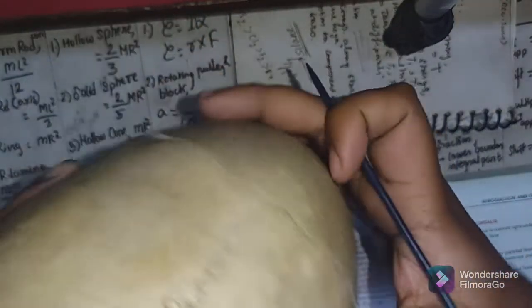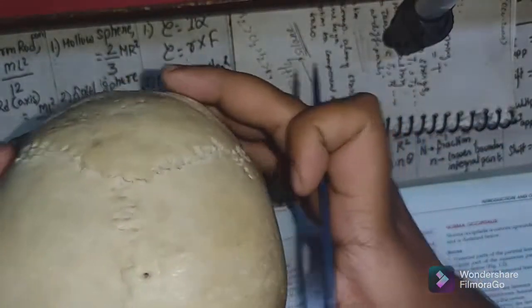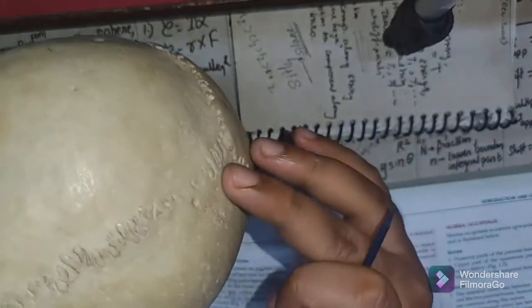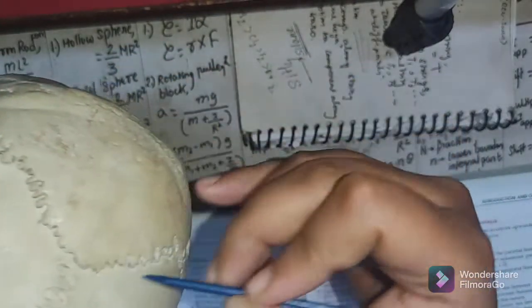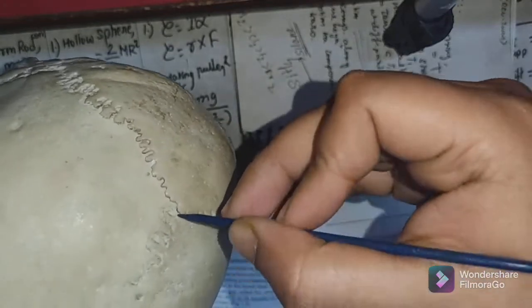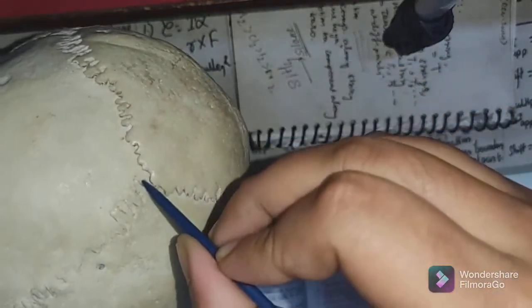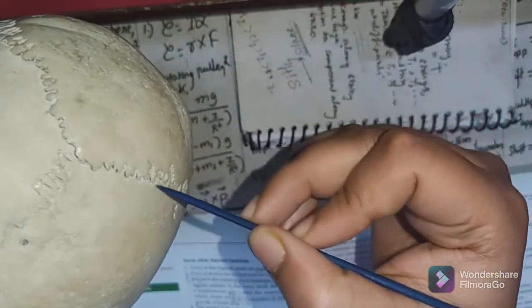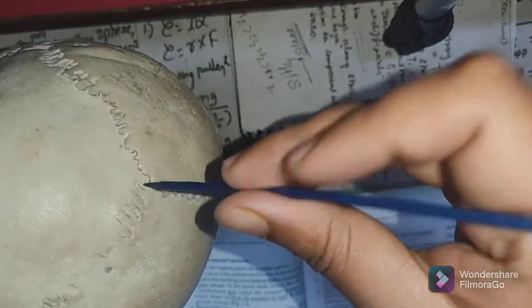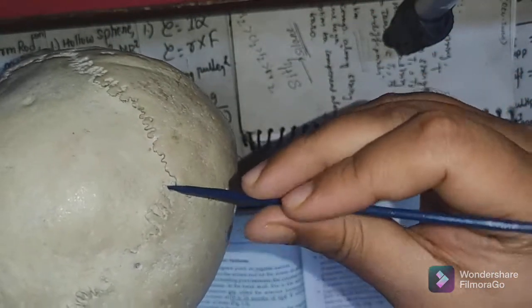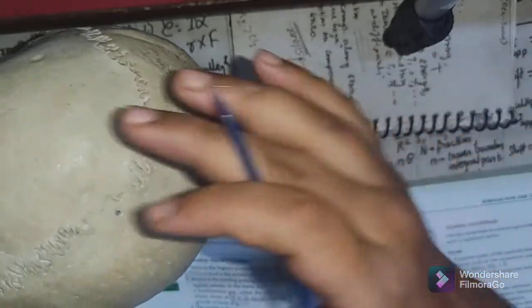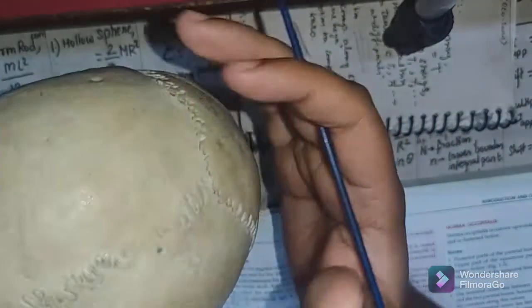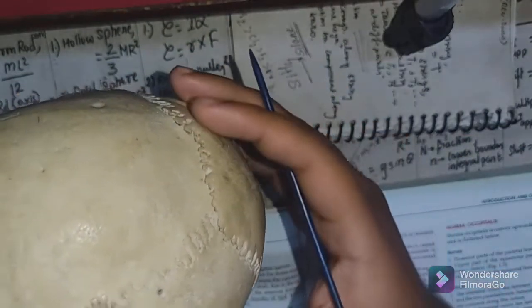Now coming to the posterior portion. This one was the sagittal suture, and this one is the lambdoid suture. The point of contact of the sagittal suture with the lambdoid suture is called the lambda. So this point over here, the meeting point between the sagittal suture and the lambdoid suture, is called the lambda. It also helps in the posterior growth of the brain.